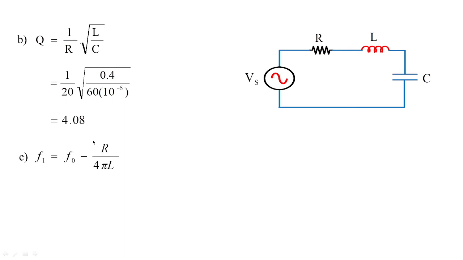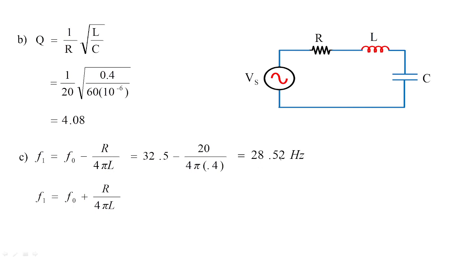And at last, we are asked to estimate the lower cutoff frequency, which is F1, equal to F0 minus R by 4 pi L, and F2 is, sorry, this is a small mistake, this should be F2, which is equal to F0 plus R by 4 pi L. So the lower cutoff frequency will be 32.5 minus 20 divided by 4 pi into 0.4, which is the value of inductor, and it is obtained to be 28.52 Hz.